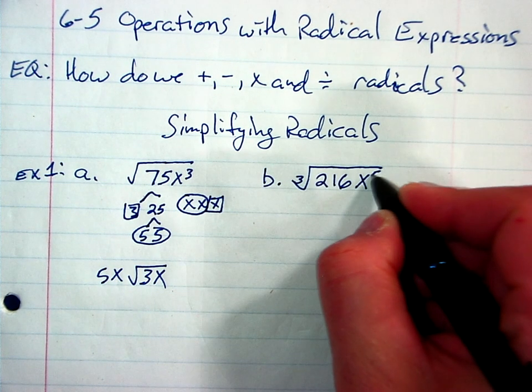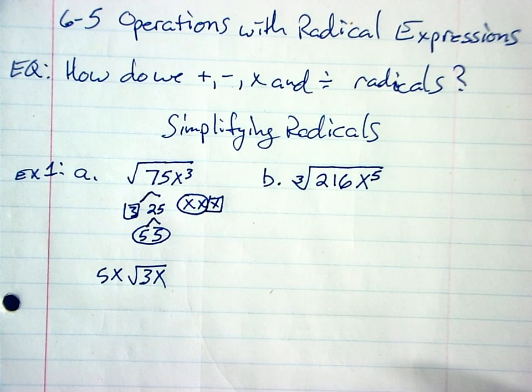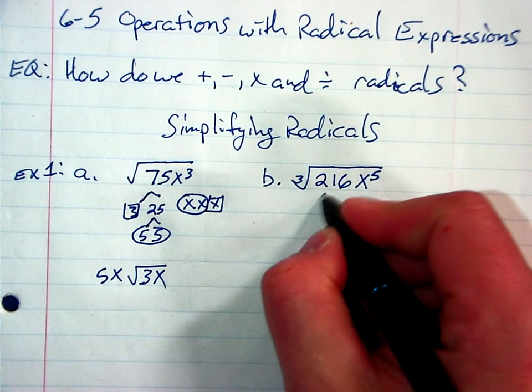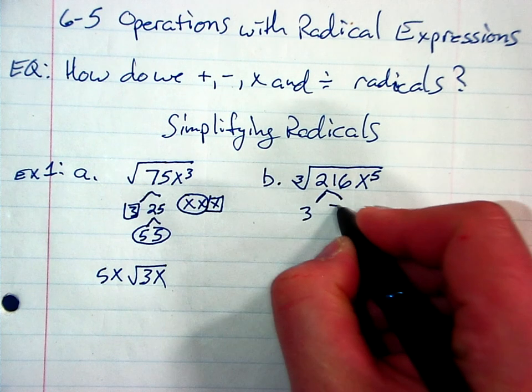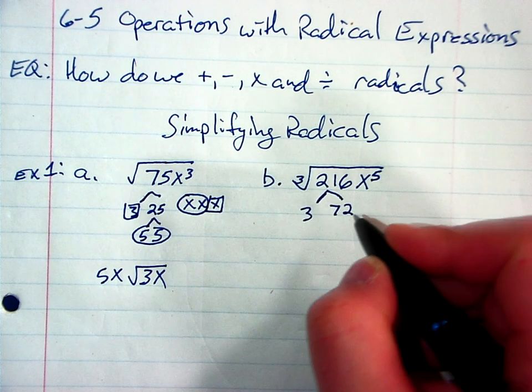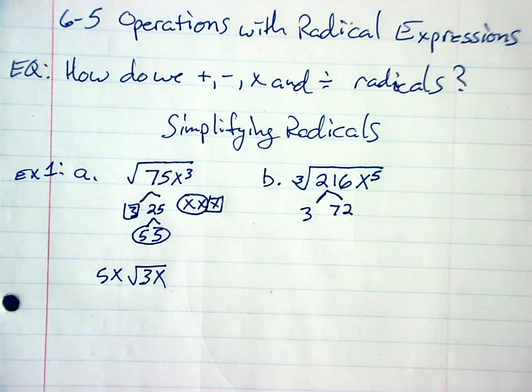It's a cube root, so instead of looking for twins, we're looking for triplets. I'll give you a hint that 3 and 72 goes into 216. I'm sure you all knew that off the top of your heads. All right, go from there, please.